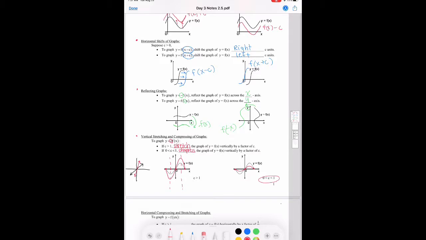So notice it's just less tall. It's not as narrow, okay? But I'm still going through the same maxes and mins, just as the other.